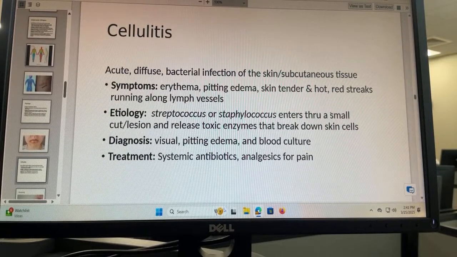Okay, so cellulitis. Cellulitis, again, is inflammation because it says itis. This is also a bacterial infection, but not just at the superficial level, like impetigo. This is deeper, into the subcutaneous tissue that's inflamed. Symptoms are going to be extreme redness, that's erythema, and pitting edema. Do you guys remember what pitting edema was? It's where you press on it and it leaves an indent with all the fluid.